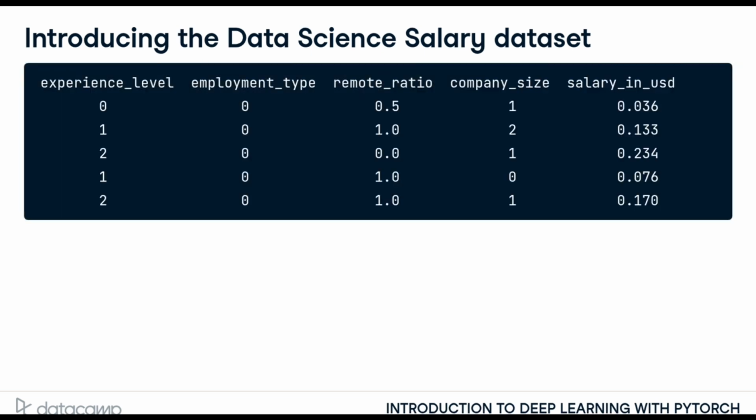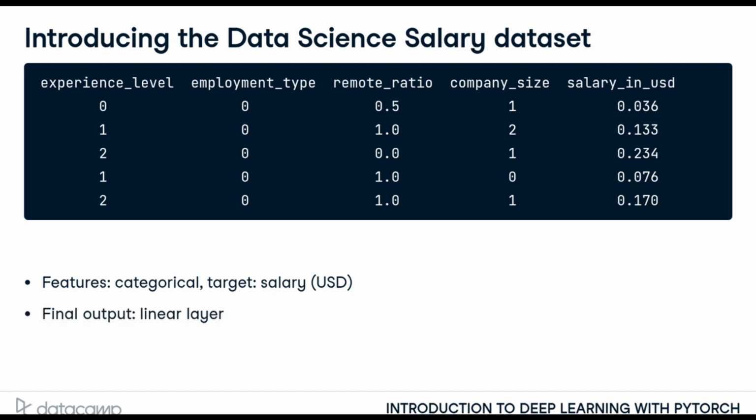We'll work with a dataset of data scientist salaries to see this in action. Features are categorical, and the target is salary in US dollars, already normalized. Since the target is a continuous value, this is a regression problem. For regression, we'll use a linear layer as the final output instead of Softmax or Sigmoid. Additionally, we'll apply a regression-specific loss function, as cross-entropy is only used for classification tasks.